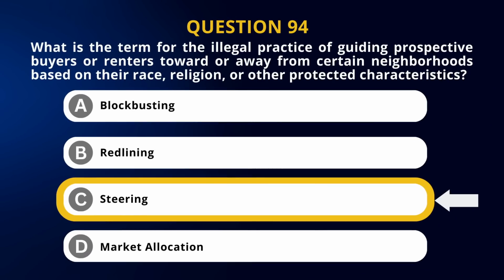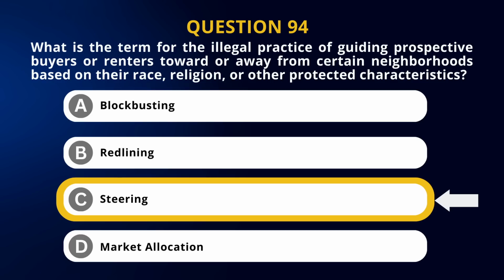So blockbusting, redlining, and steering are always going to be on real estate examinations, both on the national exam and the state sections of your exams. So you want to know these phrases. Market allocation has something to do with Sherman antitrust. So it's a legitimate phrase, but it has nothing to do with discrimination. So by process of elimination, if you're kind of reverse engineering these questions, you can eliminate letter D and then you just need to know the definitions.